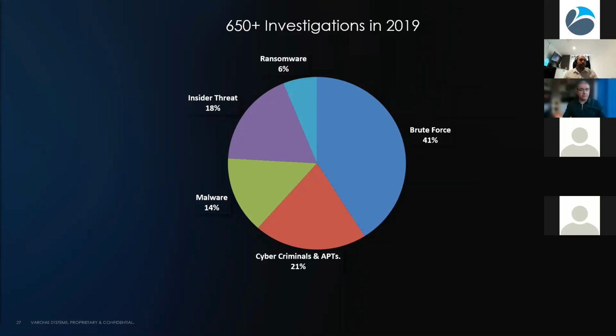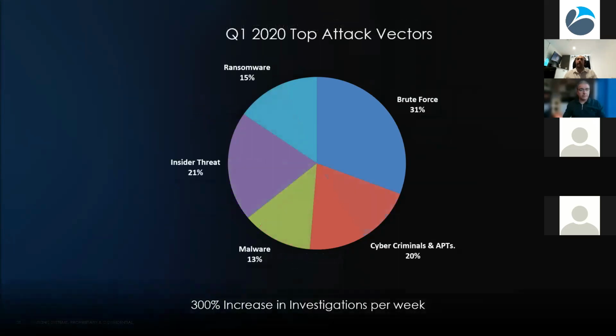as opposed to the potential millions that they would have had. Now, if we skip forward to 2020, we see that ransomware is starting to increase, the insider threat is starting to increase, malware, but more importantly, it's the cyber criminals and APTs, and it's actually a 300% increase in the number of investigations that we've had a week. We've got a much larger team now. We've got a lot more services that we're able to offer because of it. And ultimately, it's not just the number of attacks that are increasing, it's the sophistication of these attacks as well.